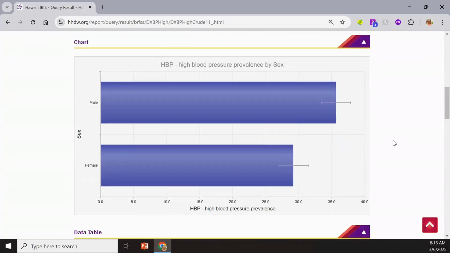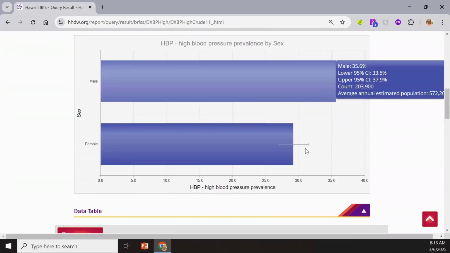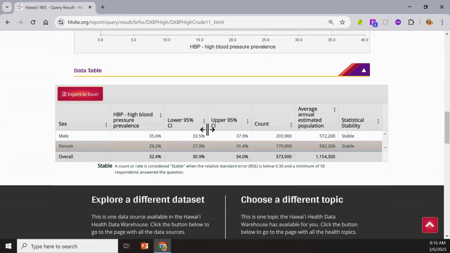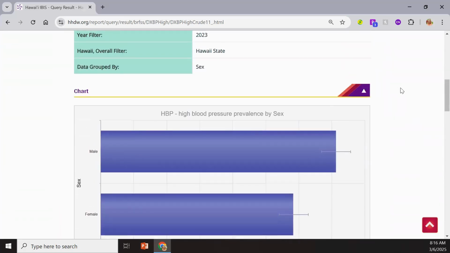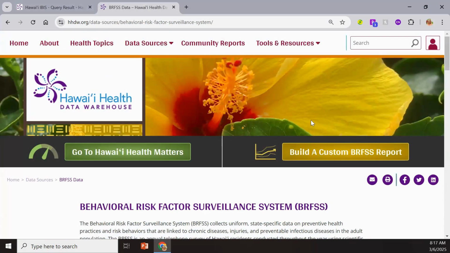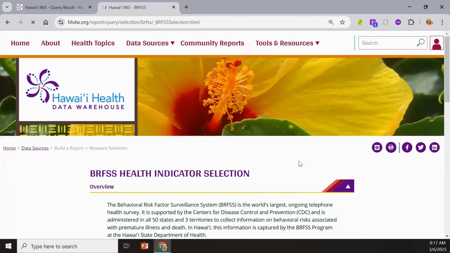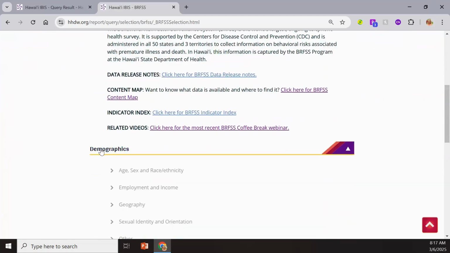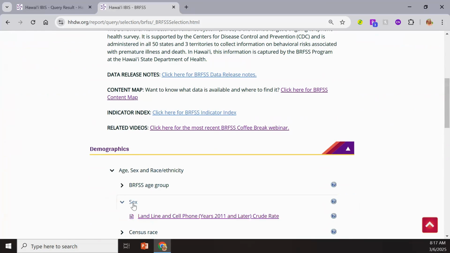So here we're seeing that there is a difference. It's statistically significant. You can verify that by looking at the numbers in the table. But this is the crude rate. So let's take a look at the age-adjusted rate.